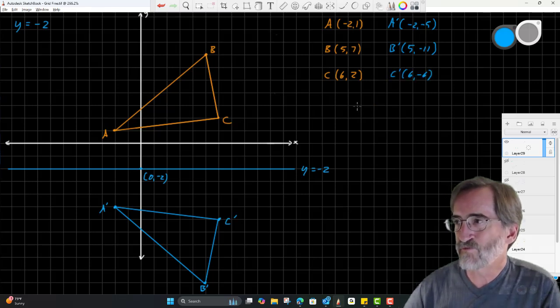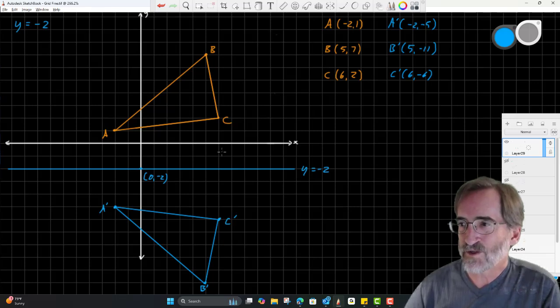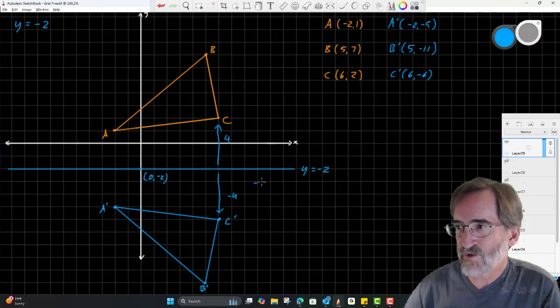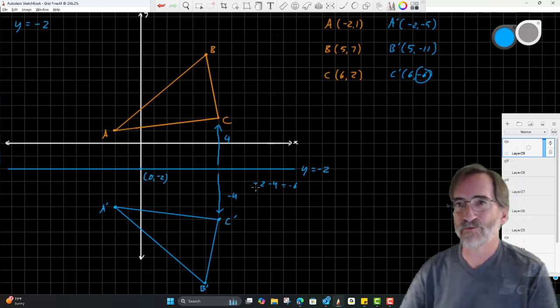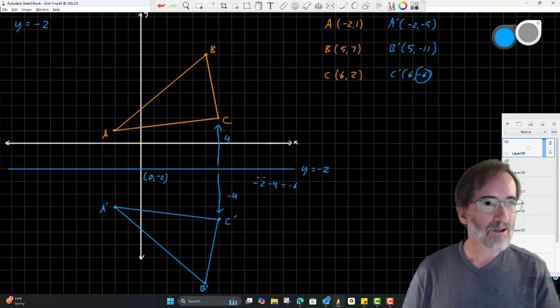And there's some arithmetic you can do. Basically, C is 4 above the line, so C prime is 4 below. So you think -2 minus 4 for the y coordinate is -6. And that's where we get that. Okay? That's really what it comes down to. All right. Hopefully that helps.